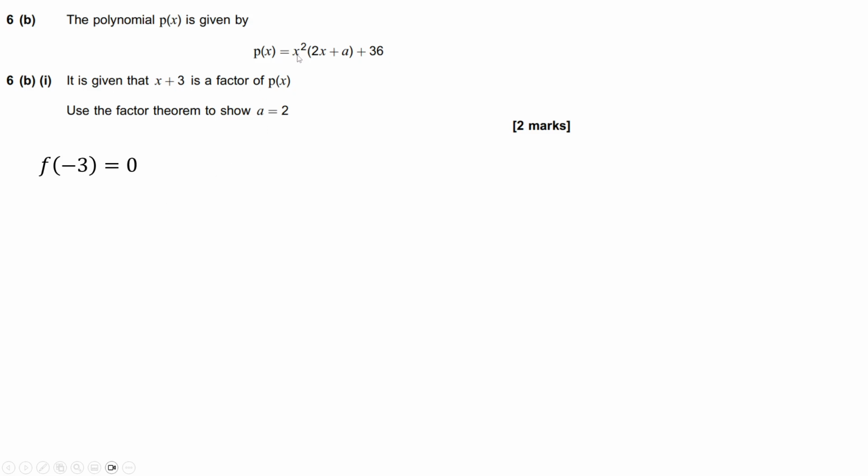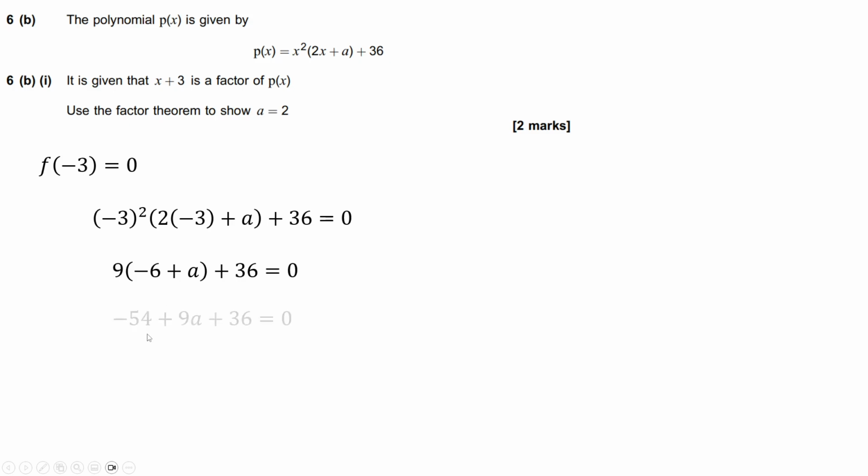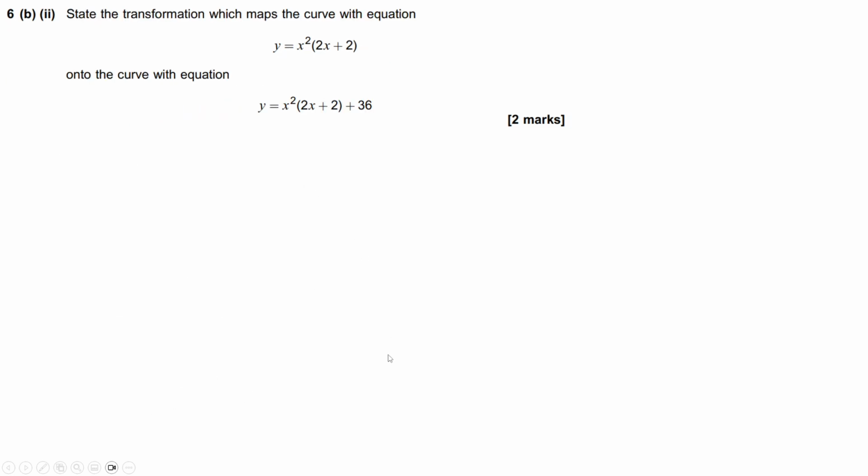So if we plug in minus 3 here, we get minus 3 squared, so that's 9. This is 2 lots of minus 3 plus a, and then plus 36. This is 9 times by minus 6 plus a, so minus 54 plus 9a plus 36 becomes 9a equals 18, so a equals 2.